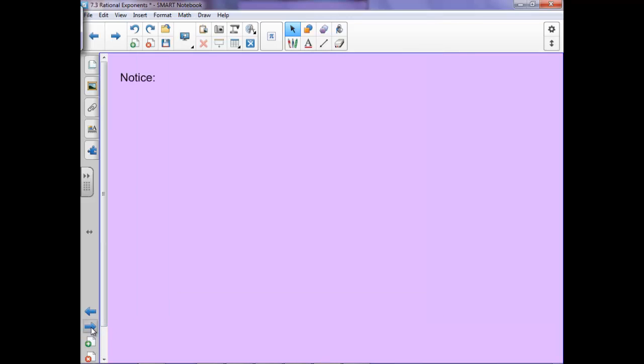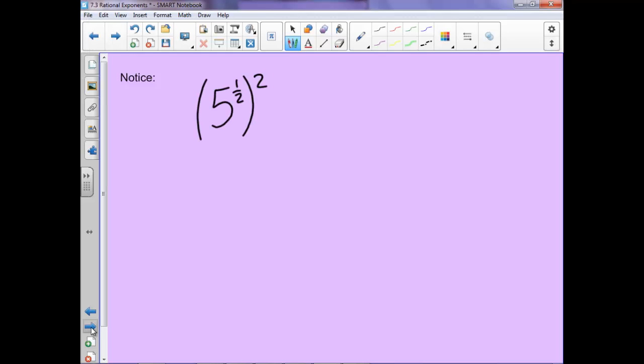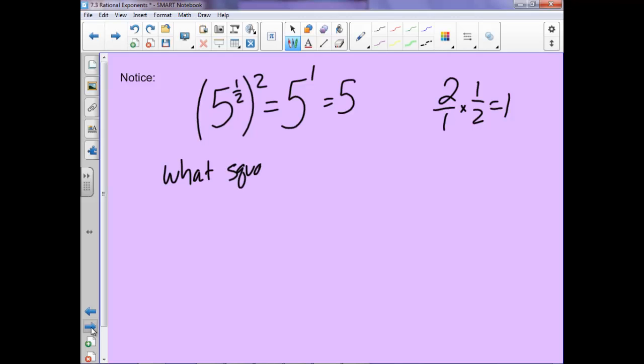Alright, so notice 2 things here. Using our rules of exponents, the power raised to a power, this would be 5 to the 2 times a half. Well, 2 over 1 times 1 over 2 is 1, so 5 to the first power, which is 5. But we also want to think, what squared is 5? Well, what number, when we square it, gives us 5? And the answer to that is the square root of 5.